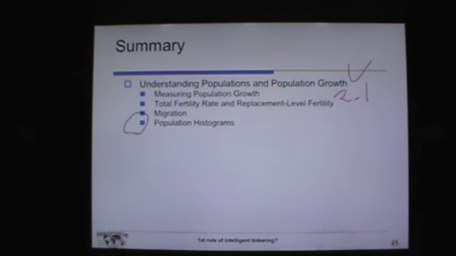Population histograms. We saw some populations are growing that way, some of them are growing more like this. Exponential growth. We have that nice J-curve. And then logistic growth, which is the S-curve. I'm going to put this up here and remind you of that growth curve as well. So the growing human population.